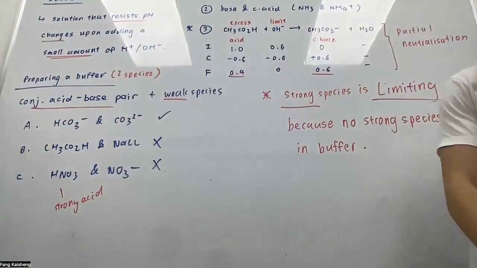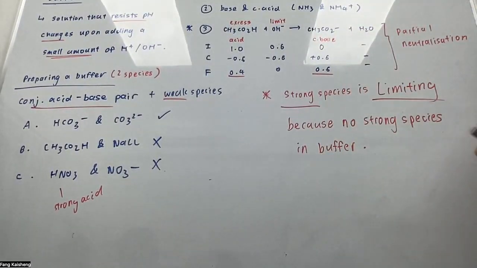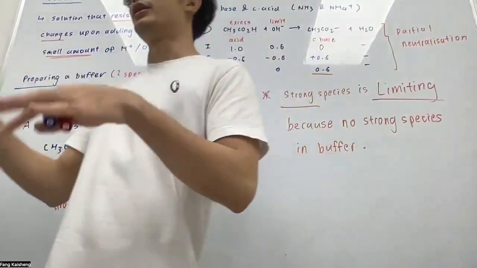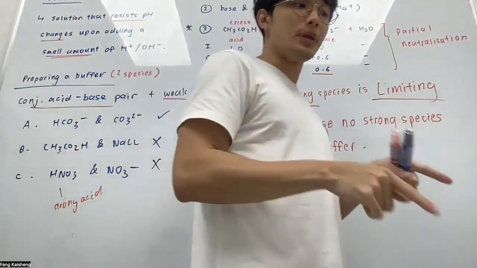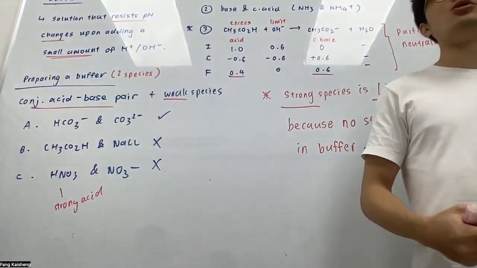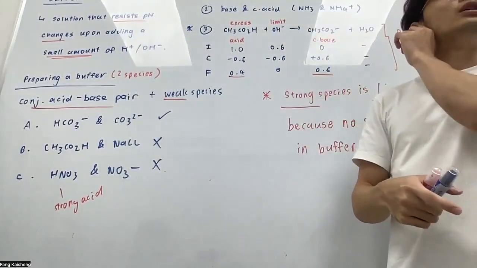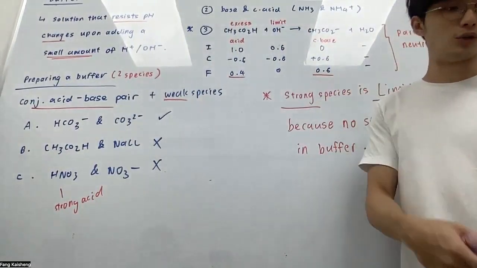Any questions so far? Any questions here? If you understand this, can you look at page 31? Go and look at all the amounts. They gave you the volume, they gave you the concentration. Just change all that to amounts first. That was very easy. And go and tell me which one does not give you a buffer solution. Okay, go and try.